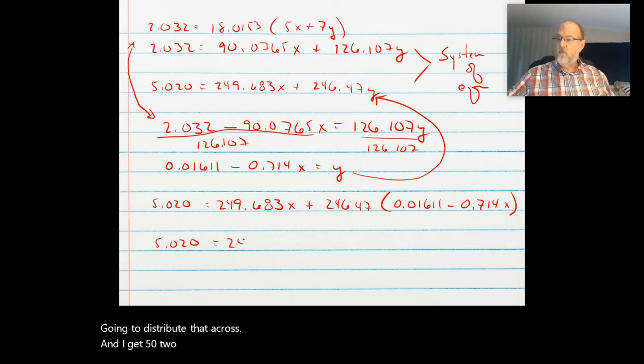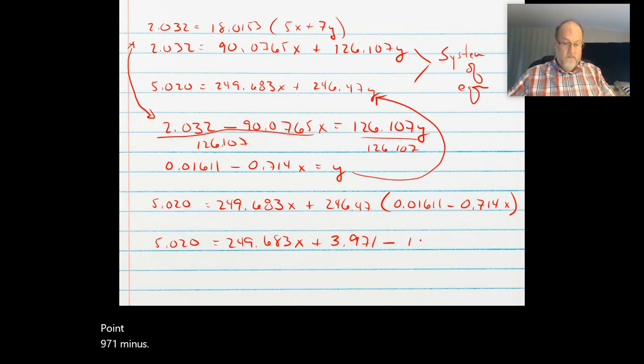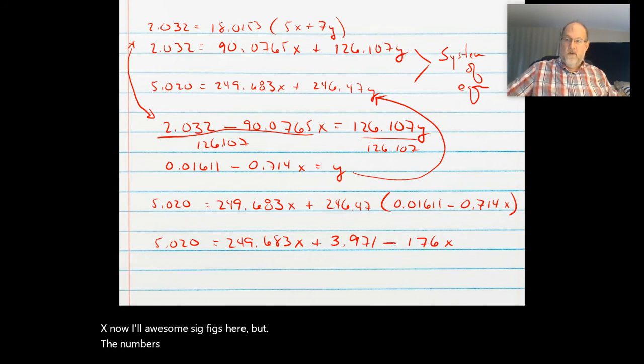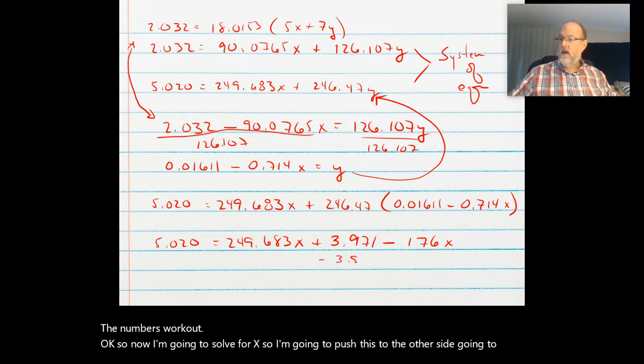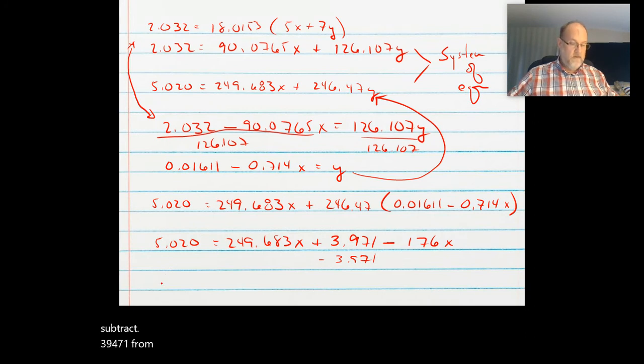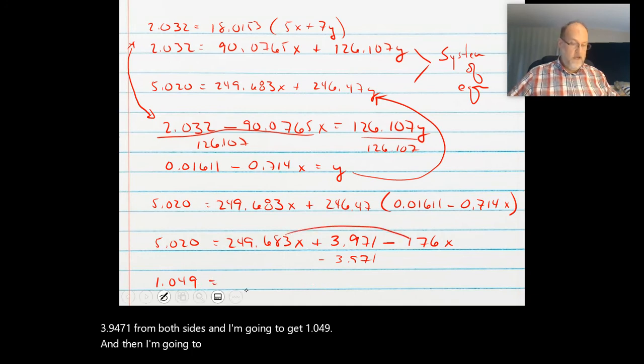5.020 equals 249.683x plus, so I got my numbers right, 3.971 minus 176x. Now, I lost some sig figs here, but the numbers work out. Okay, so now I'm going to need to solve for x. So I'm going to push this to the other side. I'm going to subtract 3.971 from both sides, and I'm going to get 1.049. And then I'm going to combine these two together, and I'm going to get 73.68x.